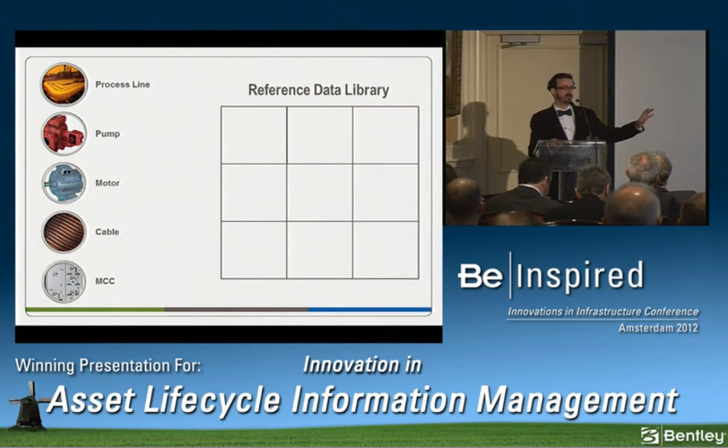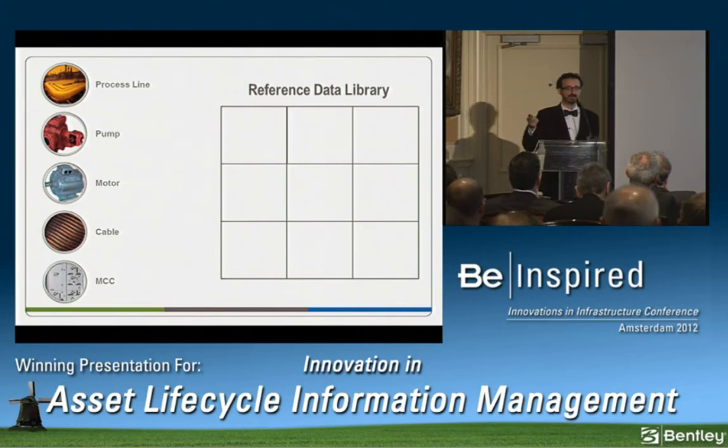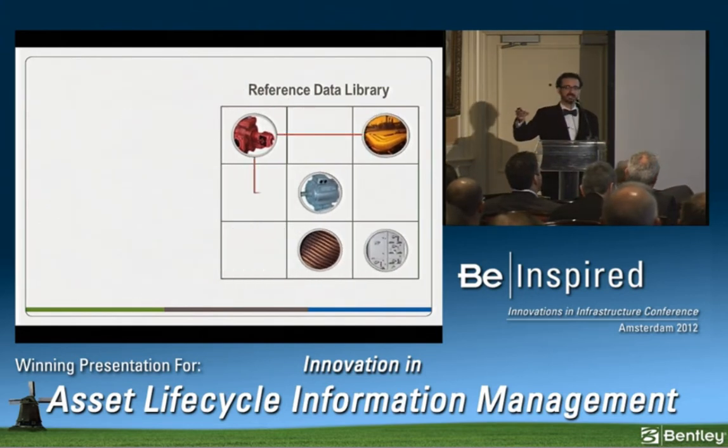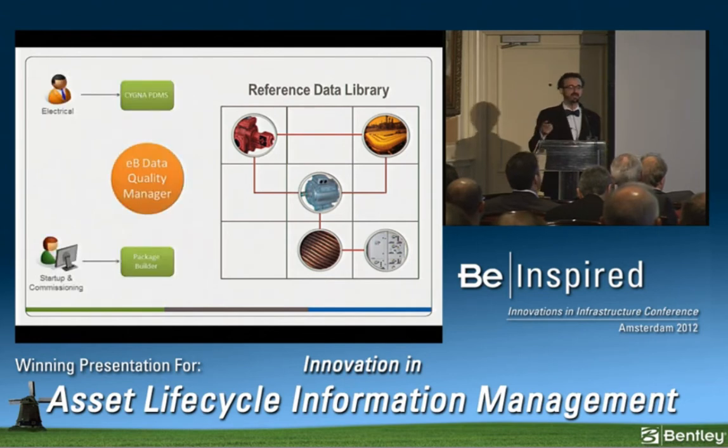But what I've described here is a very simple system, right? A process line, a pump, a motor, a cable connecting the motor to a motor control center. Now we're able to put those objects, of course, in our reference data library and create the ontology, the relationships between those objects. Now that we have comprehensive asset lists in the EB Data Quality Manager, we can look at a downstream partner. In this case, I'm going to pick on startup and commissioning because that was a known pain point that we had in the way that our startup and commissioning group collected asset lists from internal and external partners and related assets to turnover packages for operations and maintenance, right?